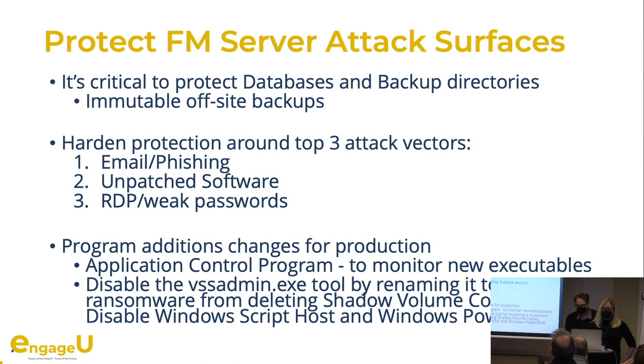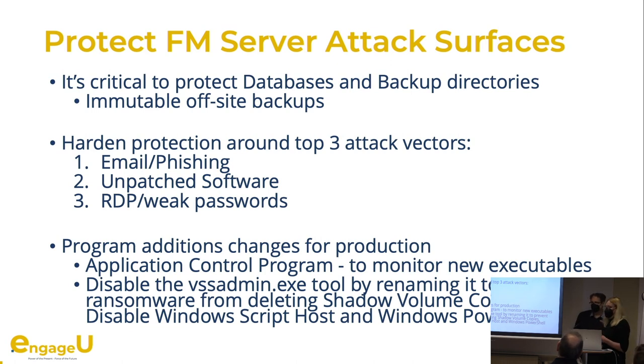Okay, so several of the things that you need to do to protect your FileMaker server's attack surface, and we talked about attack surface earlier today, it's a combination of your attack vectors, you want to lower that. So it's critical to protect your database and backup directories, and to have immutable offsite backups. If you have a Dropbox connected to the server, and an attacker gets in there, they can get to anything on that Dropbox. So you should have immutable offsite backups.